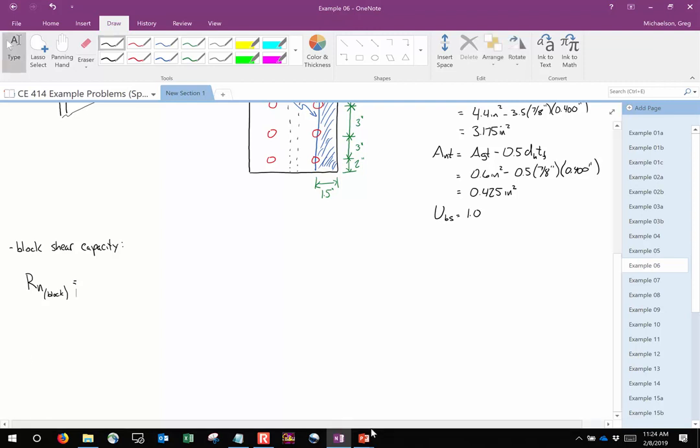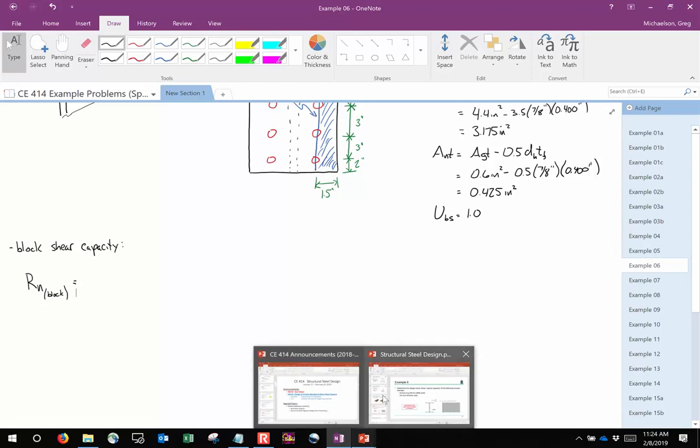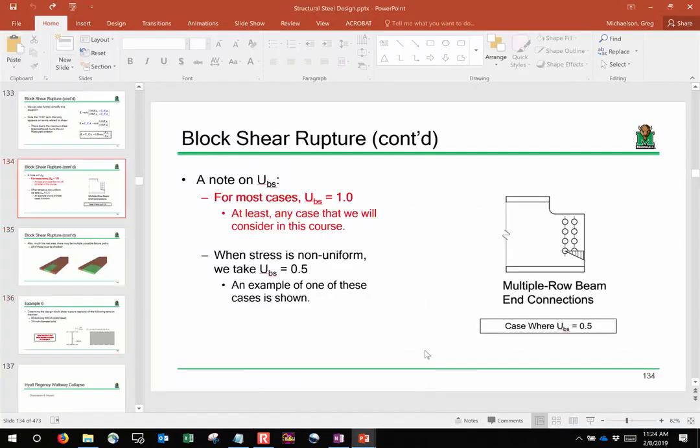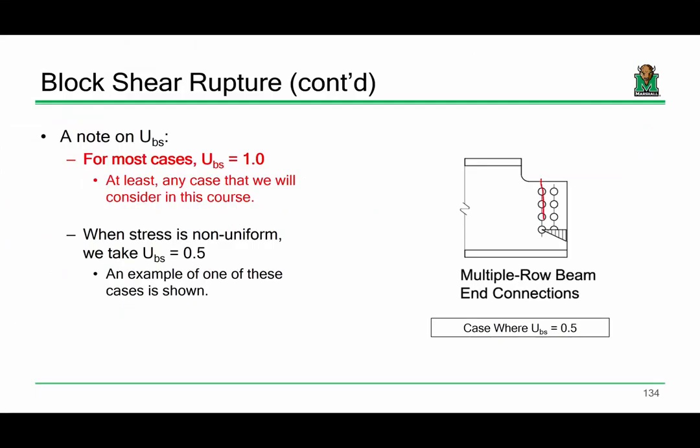So, yes? That's a good question. UBS is just a block shear reduction coefficient. It's kind of like shear lag for block shear, but 999 times out of 1,000, it's always going to be 1. This is the only instance where it wouldn't be 1. So if you were evaluating block shear of this failure path right here, you would take UBS to be 0.5. And this is only, so what we have here is what's called a coped beam.